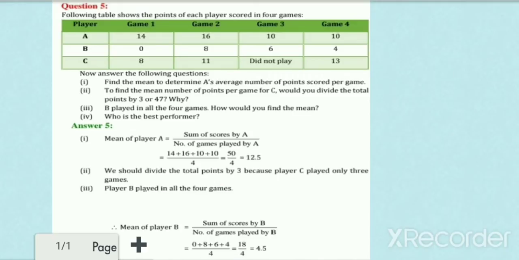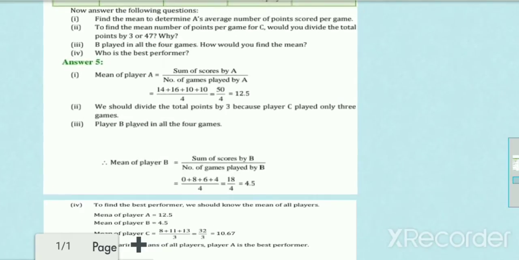Okay. Now question number 3: B played in all 4 games. Would you find the mean? So this finds the mean only for B. Okay. For B we are getting to B.